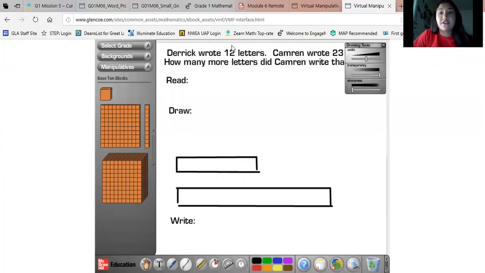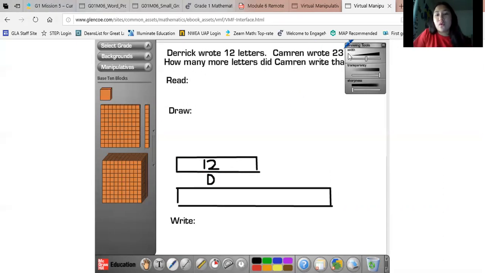Great, now that you solved on your own, let's solve together. So we know that Derek wrote 12 letters. So in my tape diagram box, what number should go in this box? That's right, we're gonna put Derek's 12 letters in this box. So I'm gonna write 12 for Derek, and of course I'm gonna label it D for Derek.